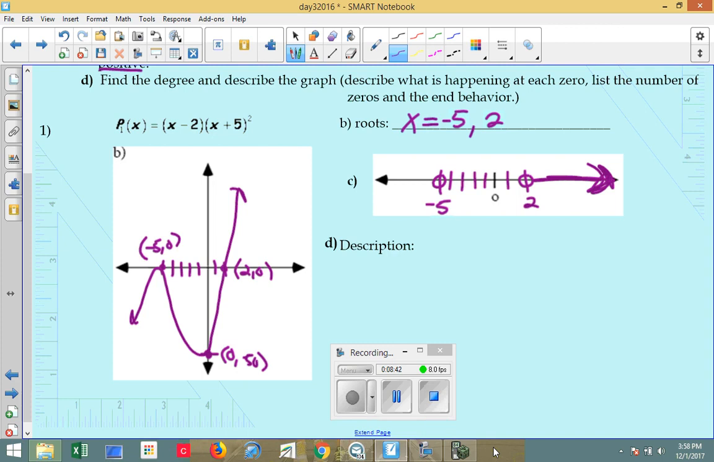Next is the description, and it says for the description I'm supposed to list the degree. So looking at the equation, we talked about that the other day. I know that this is degree 3.